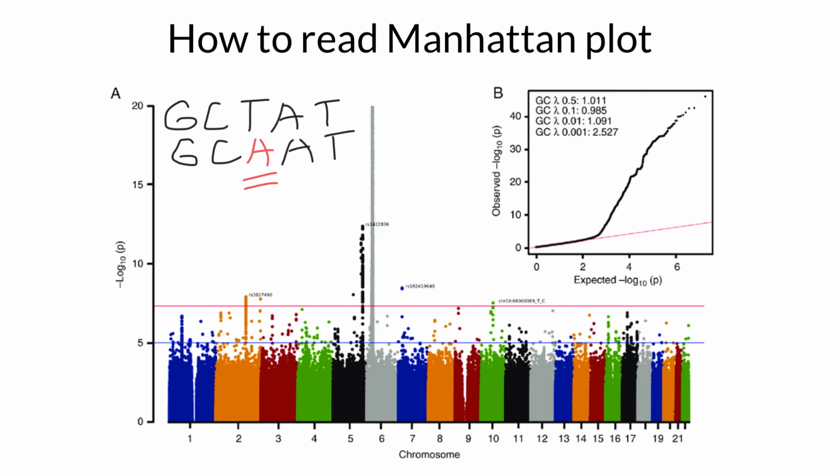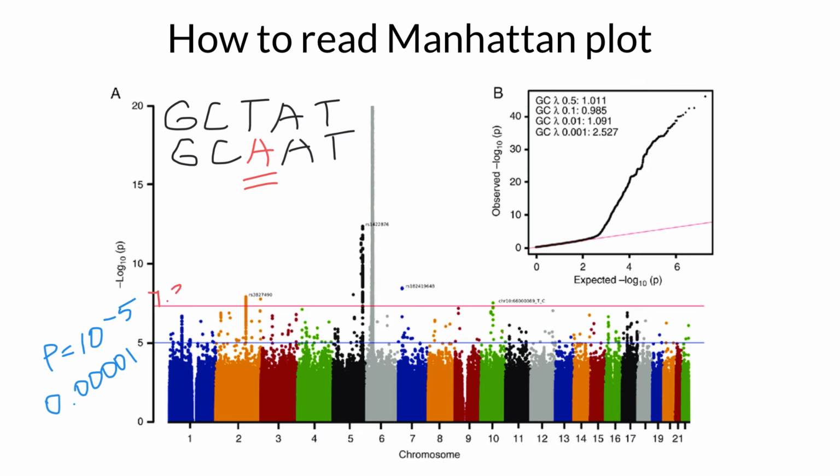Now let's talk about the lines which you see here, blue and red. For example, the blue line usually represents the suggestive significance threshold, in this case P equals 10 to the power negative 5, or 0.00001. And the red line is usually set to 7.3.